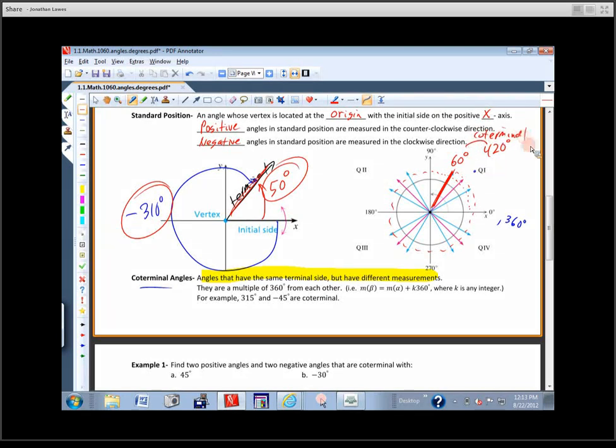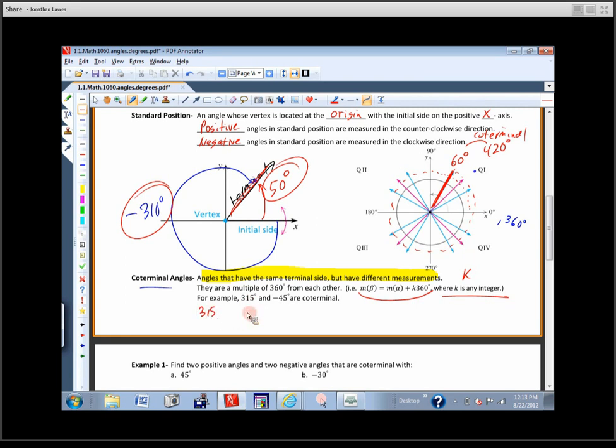Okay? Now this idea that they're 360 degrees off from one another is this basic idea right here. Now this looks like an ugly formula, but here's what it means. The measure of angle beta is the same as the measure of angle alpha plus 360 degrees times some constant k. So k is any integer. Okay? We use that letter quite a bit. Any integer, positive or negative whole number including 0.